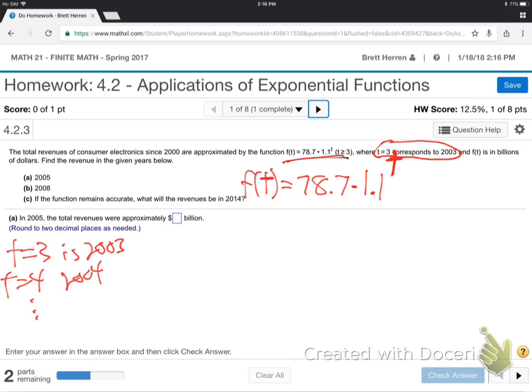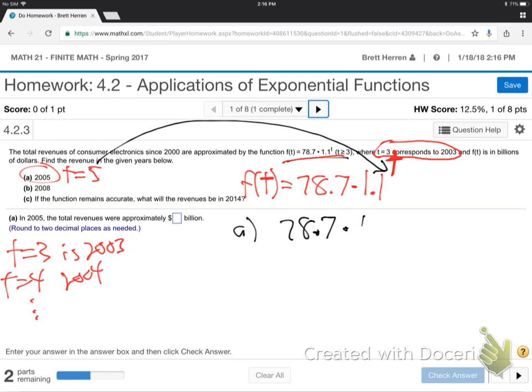Okay, so what? Well, then in question A, they say, tell me about 2005. So what am I going to plug in for t? 5, exactly. They're just saying, take t equals 5 and pop it in there. See what you get. So I will do that. Let's take t equals 5, put in 5. So part A will be, I don't even need the left side, 78.7 times 1.1 to the 5.